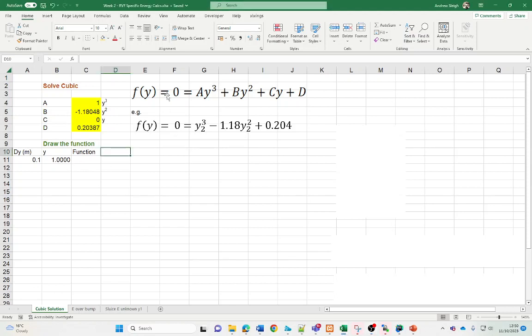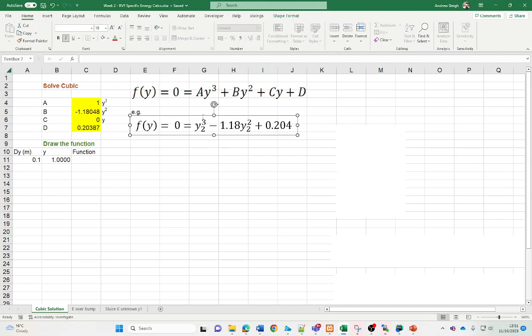So a typical equation, generic cubic, will look like this. We've got a function that we rearrange so it's equal to 0. We have ay cubed plus by squared plus cy plus d. Now if it was a quadratic, we could write our standard formula for two solutions, but there is no such equation for a cubic, so we're going to do a numerical solution.